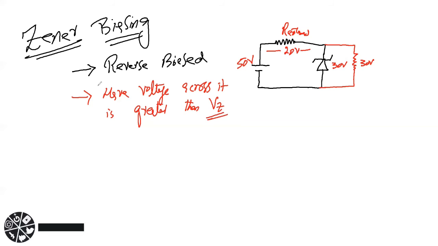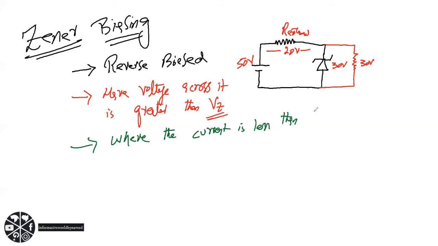Another point is, it should be in a circuit where the current is less than Iz maximum. The current should not be greater than Iz maximum, because then it will destroy your circuit.